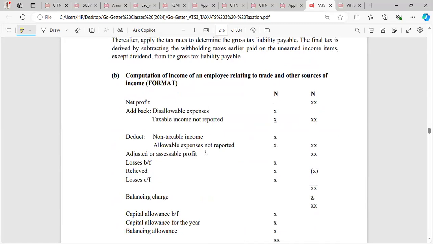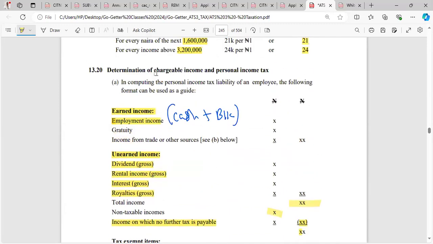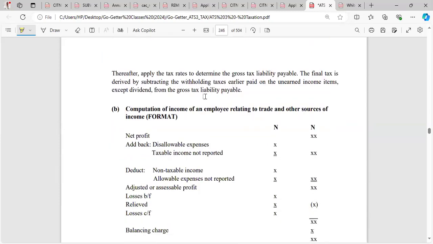All right. Now look at another format. This is the computation of income of an employee relating to trade and other sources. The one we did earlier is the personal income tax of an employee, whether he is working or doing business, everything. That is the general format. But this is the format for those who are in trade or other sources.